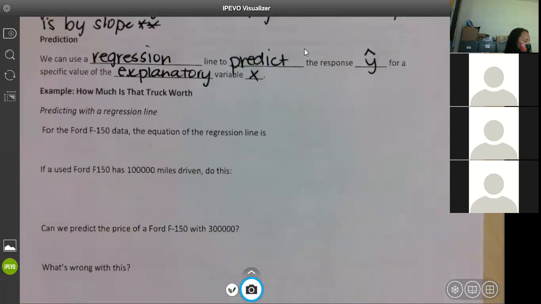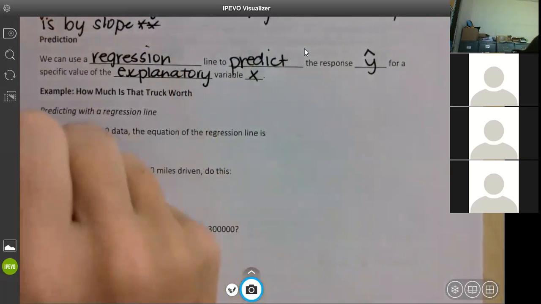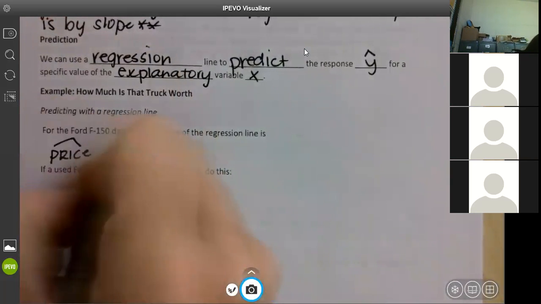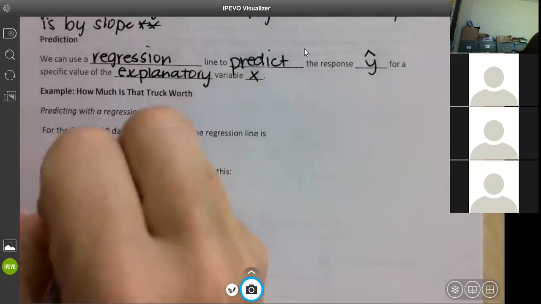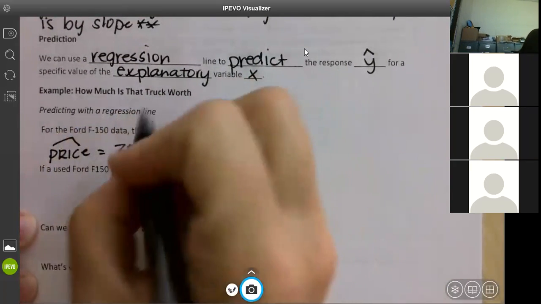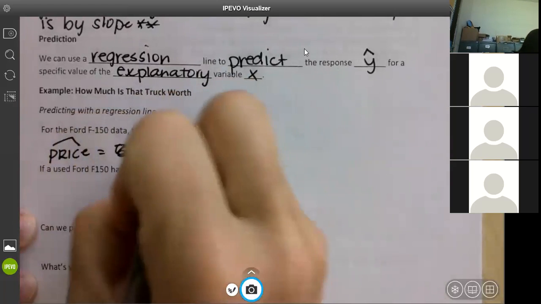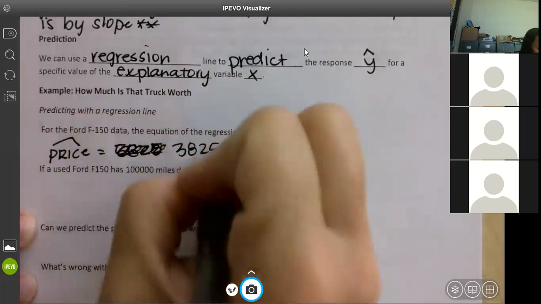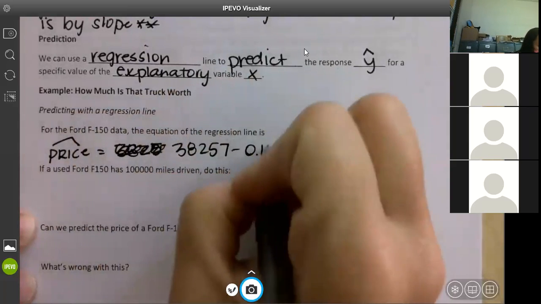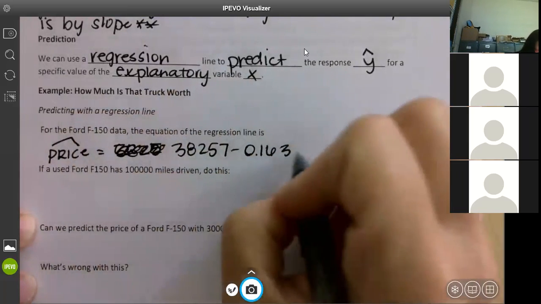All right, so still going with that truck equation. Remember, he said the predicted price, same equation that we've been doing. Oh, sorry, that should be a 5. 38257 minus 0.163 miles.